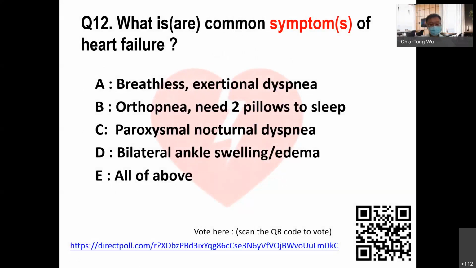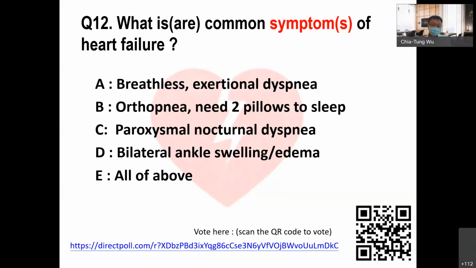Okay, please react to this question. What is or what are common symptoms of heart failure? This is important because some of your friends or some of your relatives, your family members will ask you this kind of question. Is my heart good? Do I have heart failure?